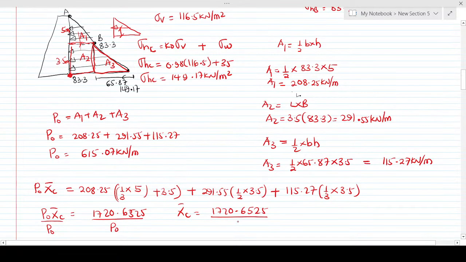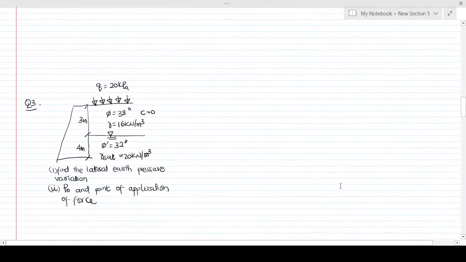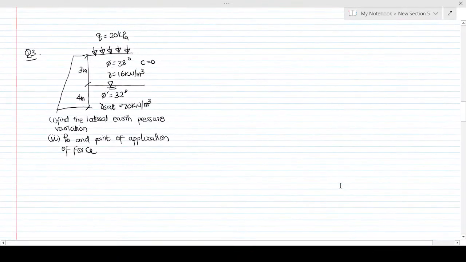P naught is 615.07. So XC will be equal to 2.797 meters from C. That's our X. So this one too, we are done. Let's see the other question. It's a very beautiful question. This one is also addressing similar conditions.